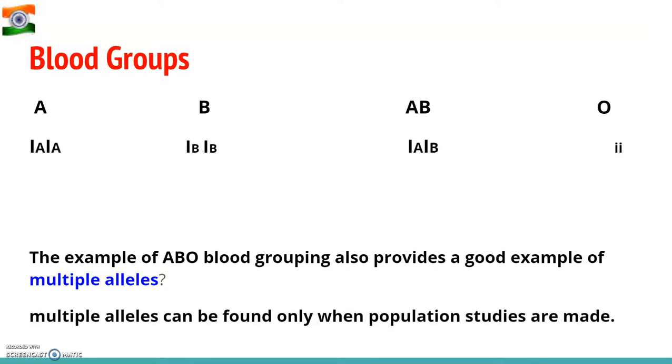Here you can see that there are more than two, three alleles governing the same character. Since an individual can have only two alleles, multiple alleles can be found only when population studies are made. A single gene product may also produce more than one effect, and we will study now how that happens. Here in the ABO blood group, multiple allelism is there: more than two alleles governing the same character.